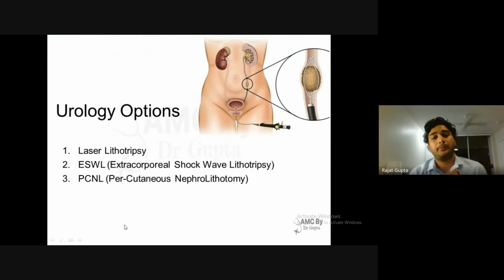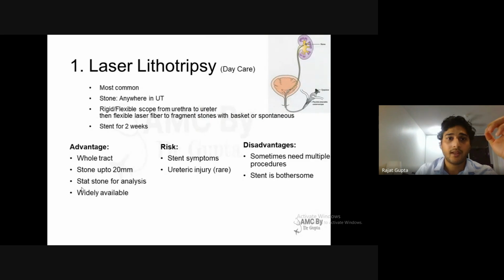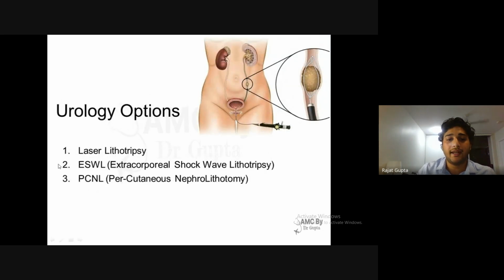So when we refer a patient with a stone to urology, urologists have 3 options for the patient, what kind of operation he can offer. So first is laser lithotripsy, second is extracorporeal shock wave lithotripsy, and third is percutaneous nephrolithotomy. I'll be talking in a little bit of detail about all these procedures, so listen carefully. First is laser lithotripsy. Laser lithotripsy and ESWL, both these procedures are day care. Day care means the patient will be admitted and will be discharged on the same day. So these are simpler procedures.